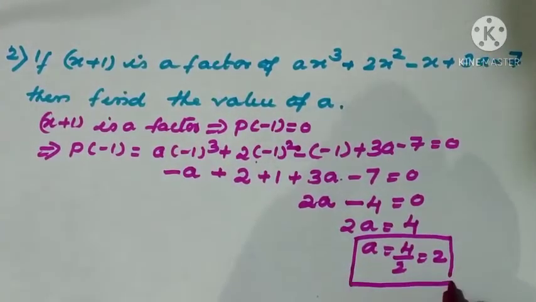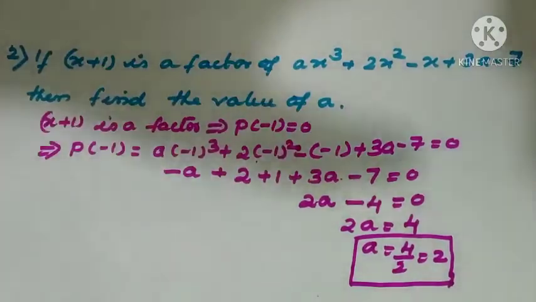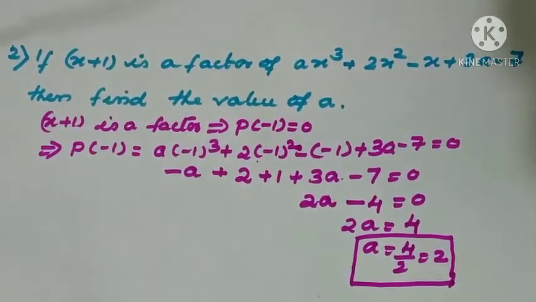So by using the factor theorem, even though it is a 1 mark question, we cannot write the answer directly. We should show the steps. So what is the value of a? A equal to 2.